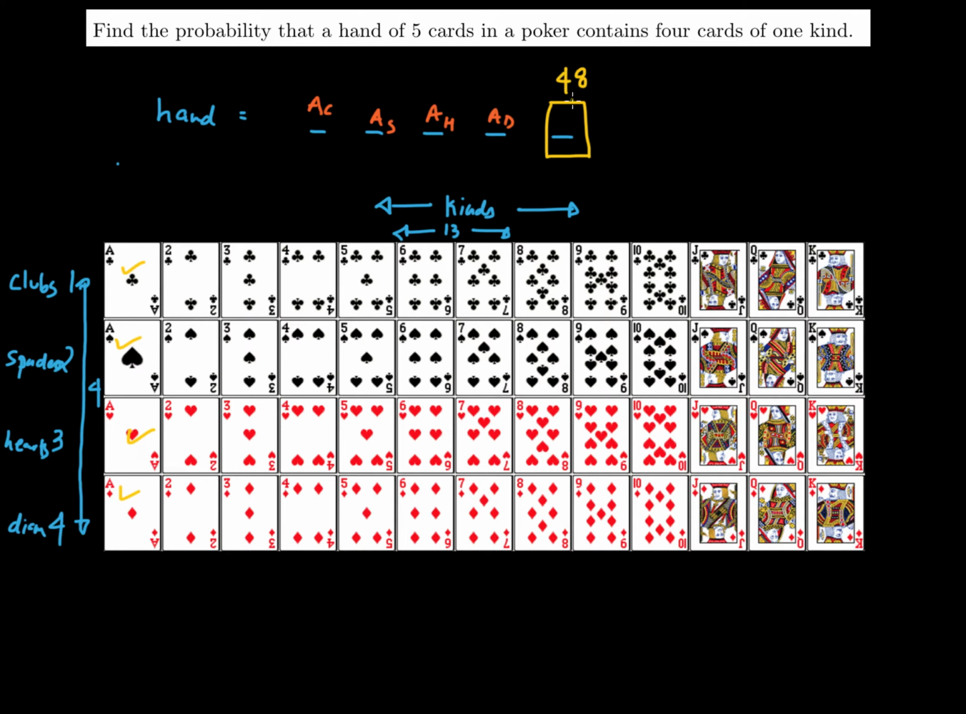Now let's think about the question: what is the probability that a hand of 5 cards in a poker contains 4 cards of one kind. We could think of this in terms of counting, where I'm first going to count the different ways I can arrange my 5 cards, basically 52 choose 5. The other way to think about the same thing is: there are 52 different ways to select the first card, 51 ways to select the next card, 50 ways to select the third card, 49 ways to select the fourth card, and 48 ways to select the fifth card.